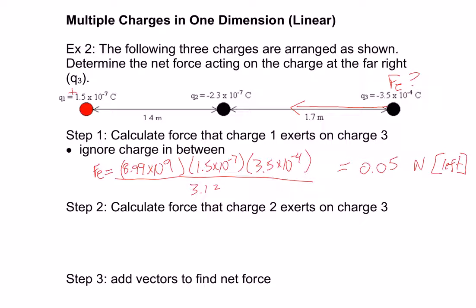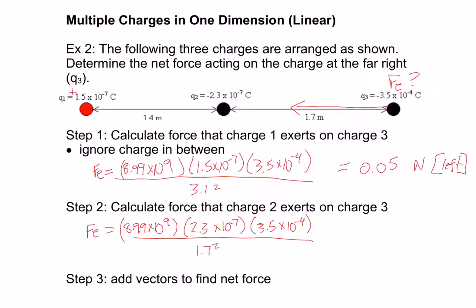Okay? So now what we want to do is the same calculation, but for charge 2 and 3. So we'd still have our 8.99 times 10 to the 9. Charge 2 this time was 2.3 times 10 to the negative 7. Charge 3 is still 3.5 times 10 to the negative 4. And now we're dividing by 1.7 squared. So if we do that calculation, we get 0.25 newtons.